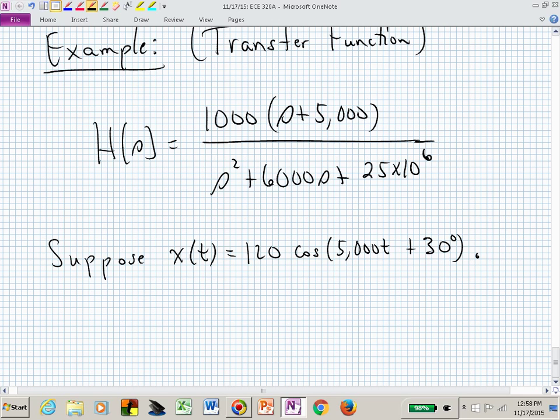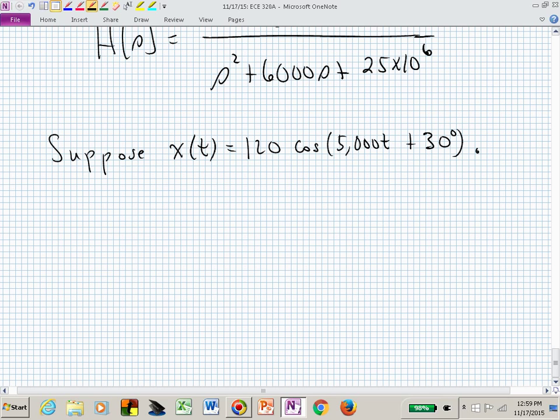And what do you want your denominator in a quadratic to look like? The coefficients need to be present and positive, right? They have to be there and happy. The coefficients, 6,000 and 25 times 10 to the 6th, are present and positive. It's stable. You know that only for a second order. Higher orders, that doesn't work. That's only a necessary and sufficient condition for a second-order polynomial, to be present and positive. So you need to state or check that h of s is stable.